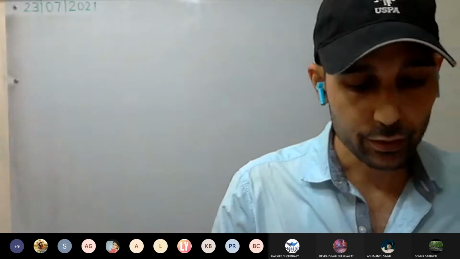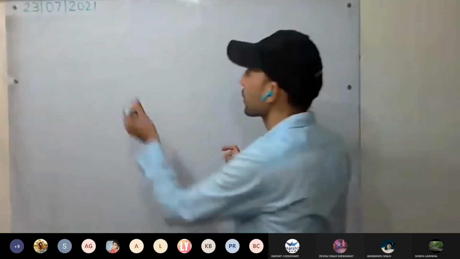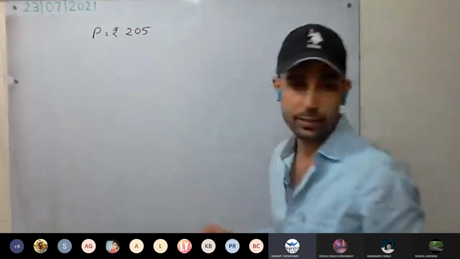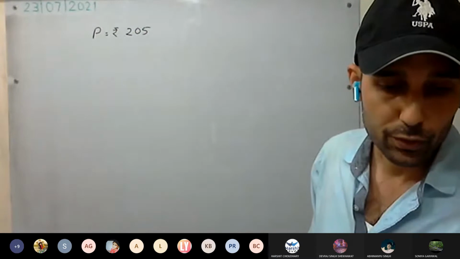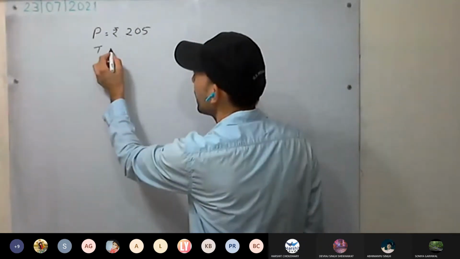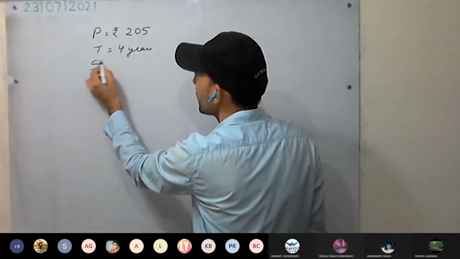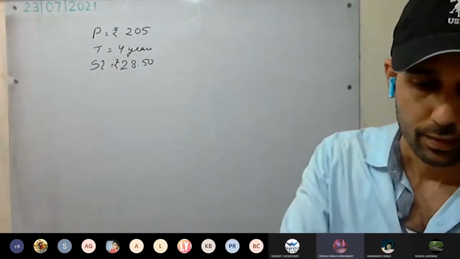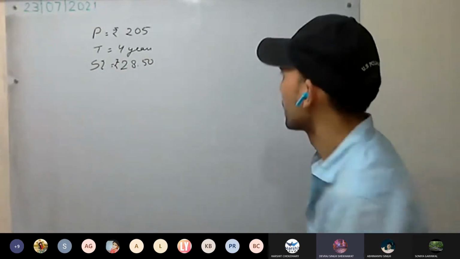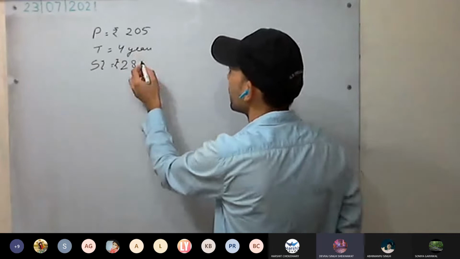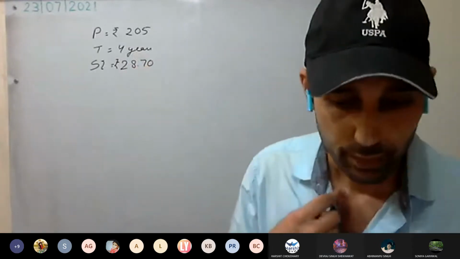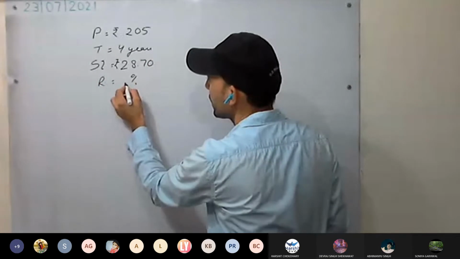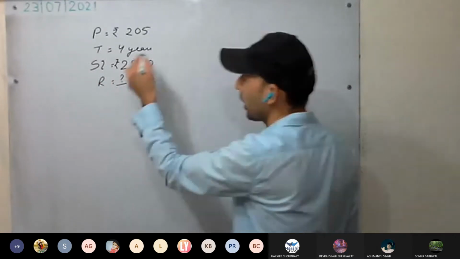Okay, the 7th one is the simple interest on rupees 205. So principal is how much? Rupees 205. The simple interest on rupees 205 in 4 years, T equal to 4 years. Simple interest is 28.70 rupees. Okay, and we have to find the rate percentage per annum.